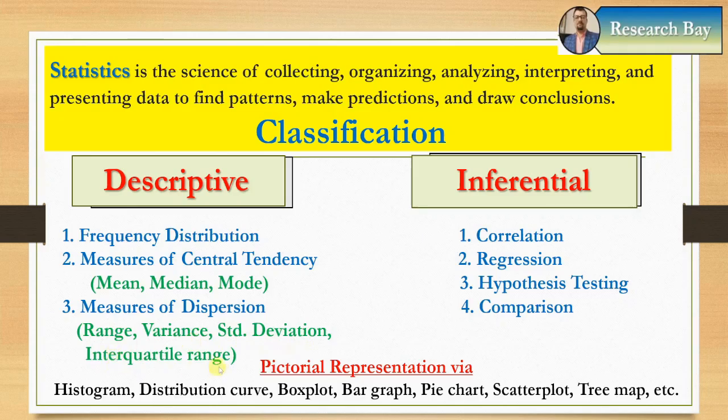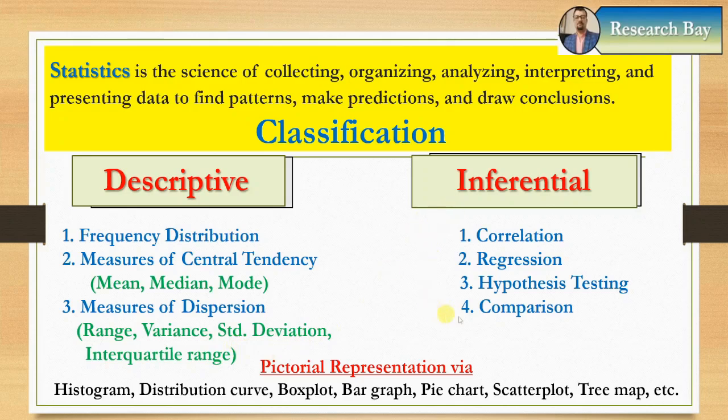Next is interquartile range. Interquartile range is the range where 50% of our data points are lying. I'll be talking more about it with the help of a box plot. Just stay tuned and keep watching. It is going to be a very interesting session for all.